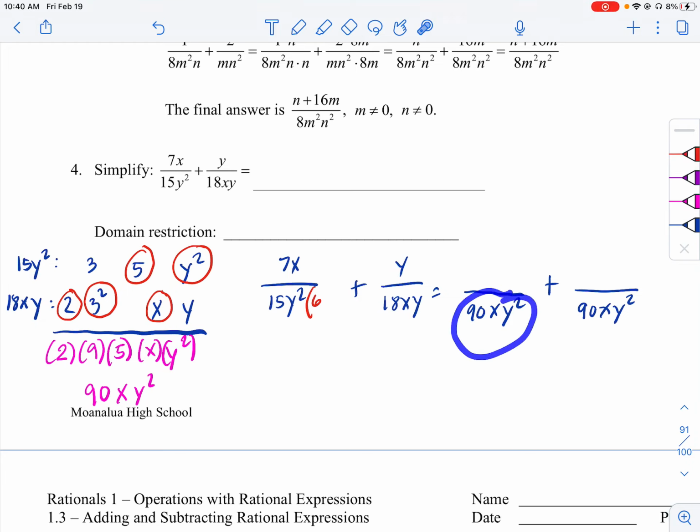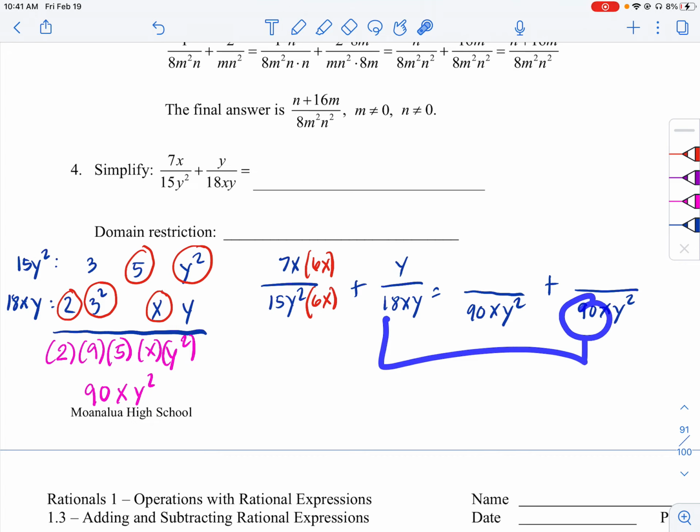This one has an x, but this doesn't have an x. So I also have to give that x. I don't have to multiply it with y squared because my original denominator already has y squared. So what I'm doing here is multiplying this with what's not in it. Okay? And because I multiply the bottom by 6x, I will do the same thing to the top. Okay, let's move on with the other side. How do I make 18? What do I multiply to 18 to make it 90?